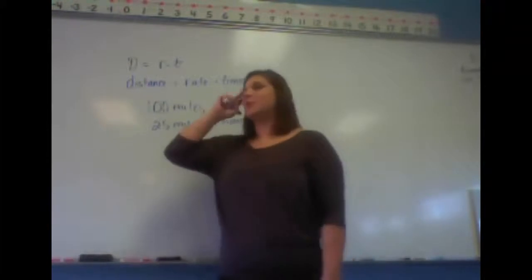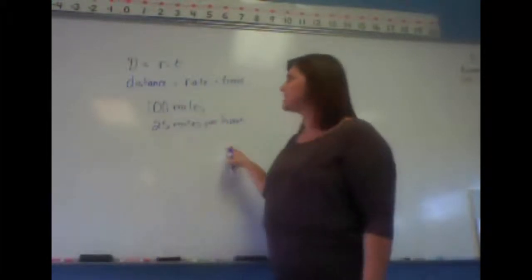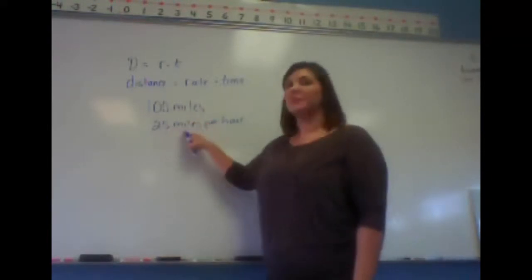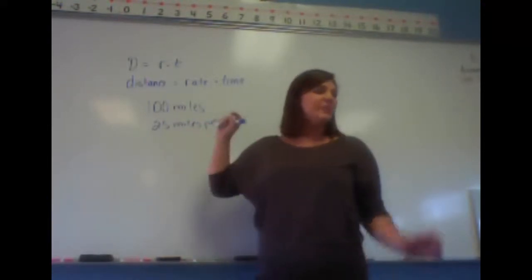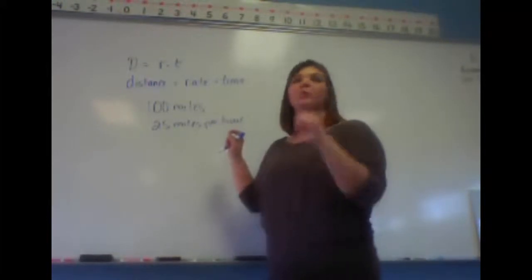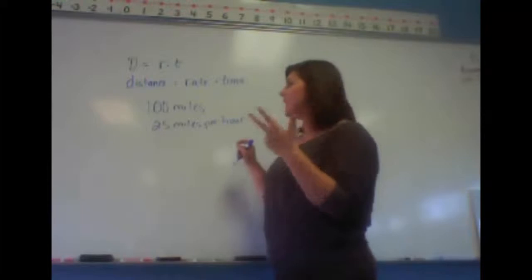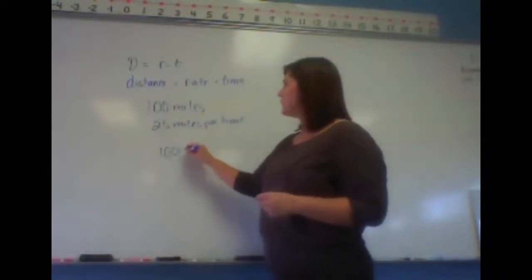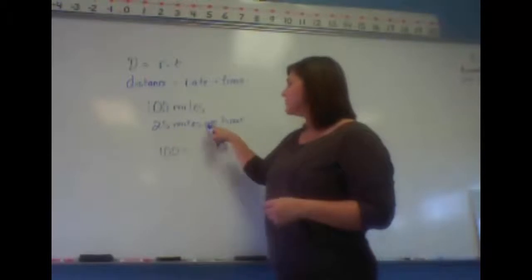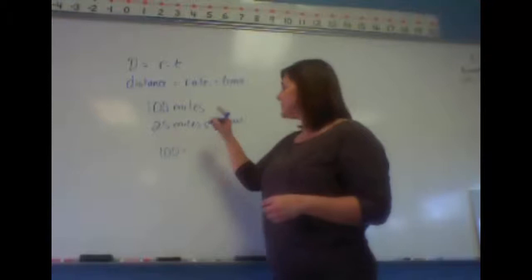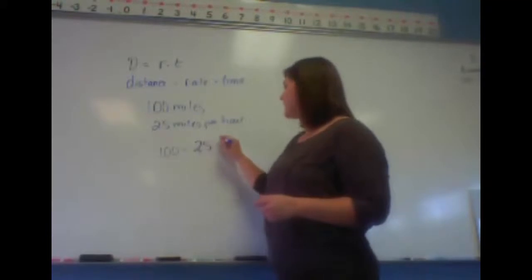So what you want to do, I know you might know, but let's go ahead and substitute in. This is how you're going to do these types of problems. You're going to take these values, you're going to substitute them in the correct spot. Make sure you understand the difference between distance, rate, and time. 100 miles is our distance, so we'd say 100 equals 25. When you have miles per hour, that's a rate. It's comparing two quantities. So 100 is equal to 25 times the time.